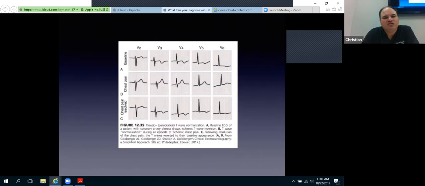There's also what's called pseudo T-wave normalization. This is one where the patient's having chest pain here, but their baseline is a T-wave inversion. And T-wave inversion is generally somebody who's already had some prior injury to their heart. They now have chest pain, and they've got upright T-waves. This is their hyperacute T-wave. So this is the pseudo T-wave normalization, which is actually a STEMI.